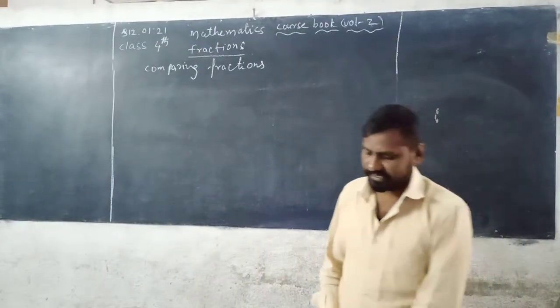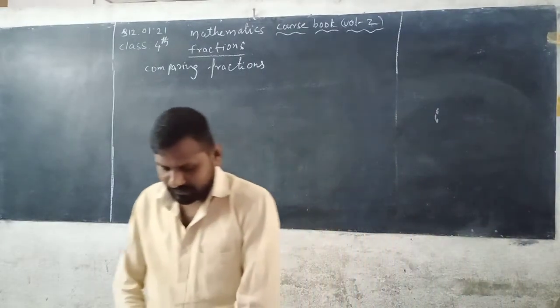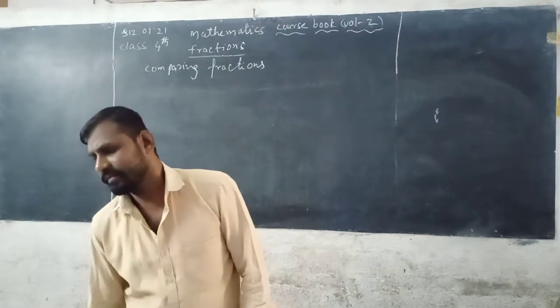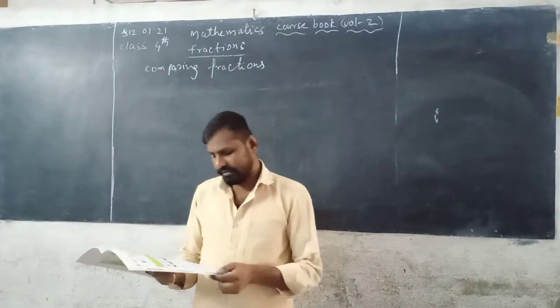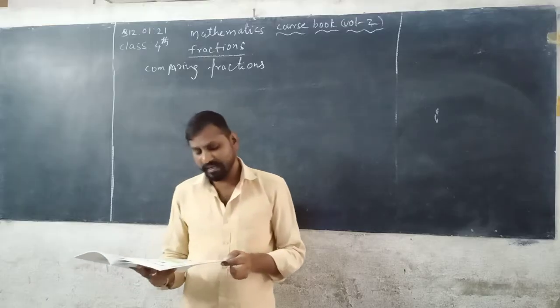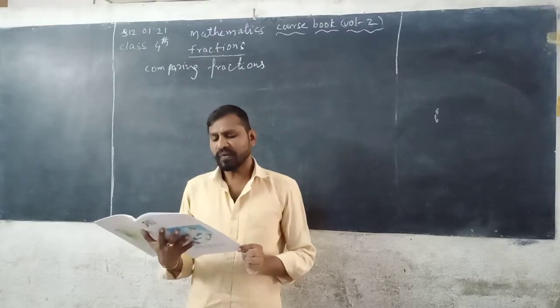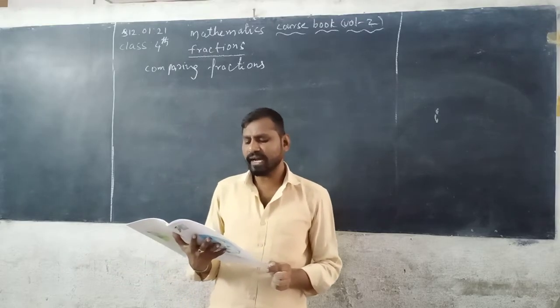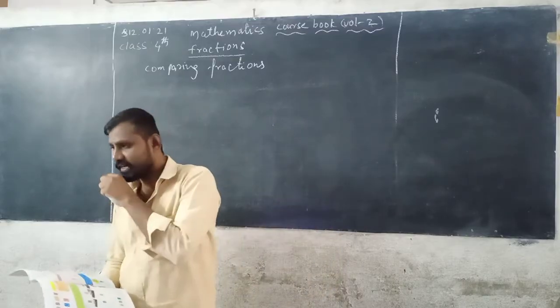Comparing fractions. See here, everybody, see your course book page number 16. Rohan has a chocolate bar which has 8 pieces. Did you understand? Yeah.